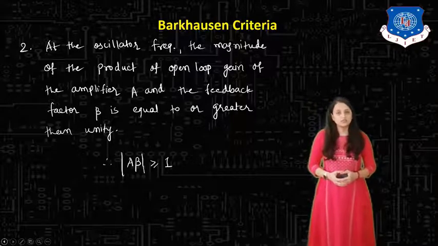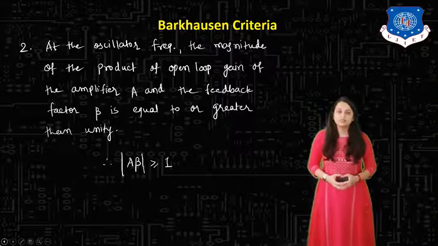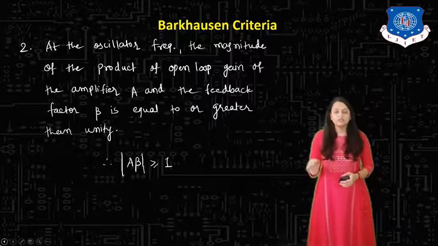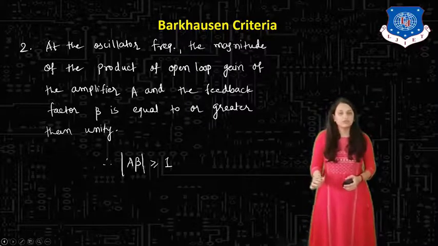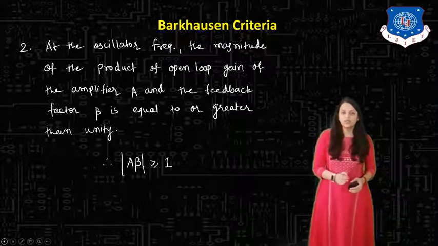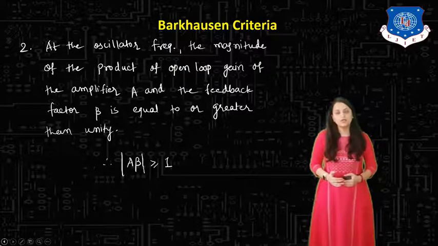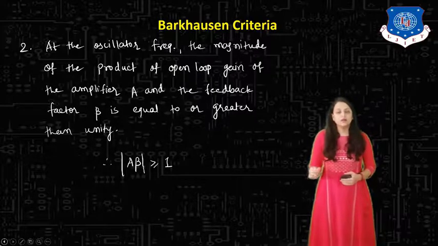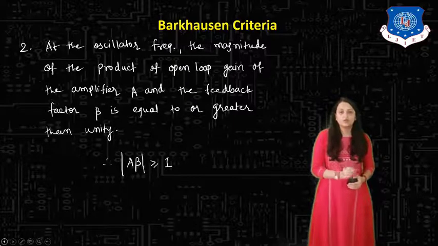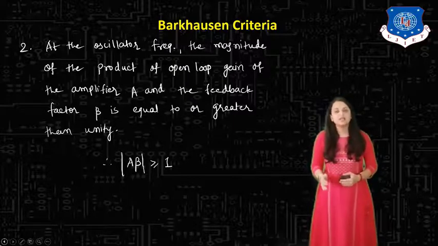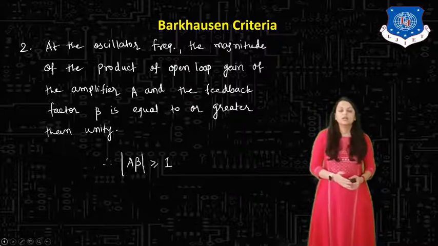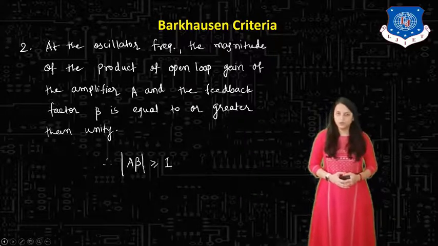There are two statements in this. The first statement is that the positive feedback should be there, that means the phase shift should be 0 degree, 360 degree or an integer multiple of 360 degree. And the second point states that the A beta product should be greater than or equal to 1, where A is the amplifier gain and beta is the feedback factor.